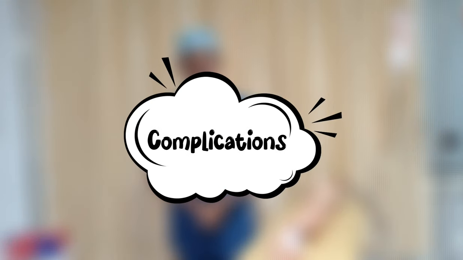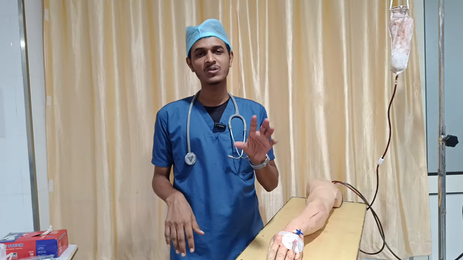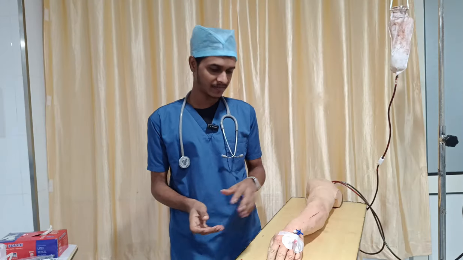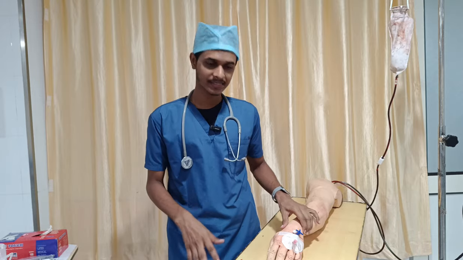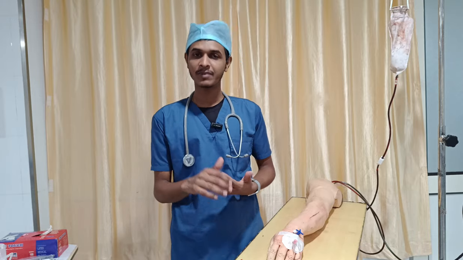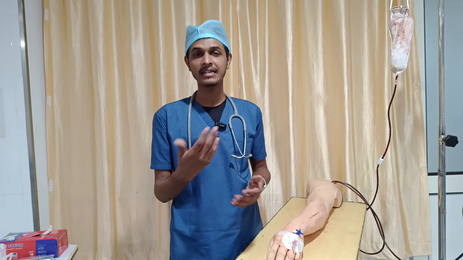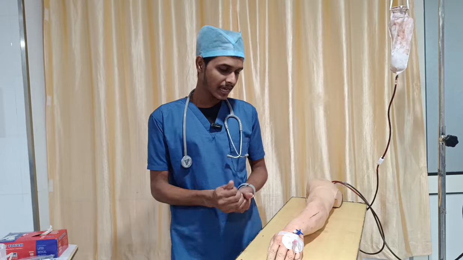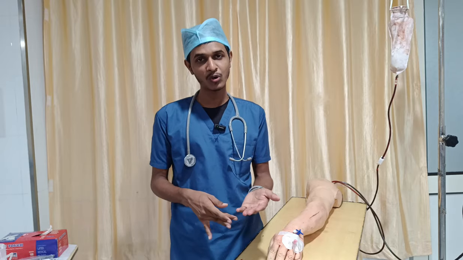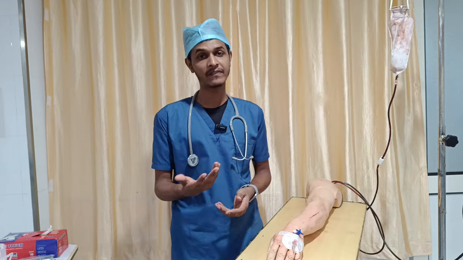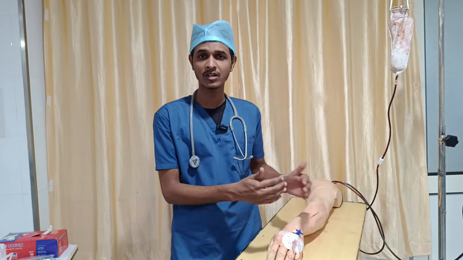So finally, complications regarding peripheral IV cannulation. First, you can divide them into local complications and systemic complications. In a localized area, there might be a chance of phlebitis, and you can mistakenly damage nerves, tendons or ligaments, thrombophlebitis, and sometimes extravasation of the cannula or infiltration. Those are the things that can arise in the local area.